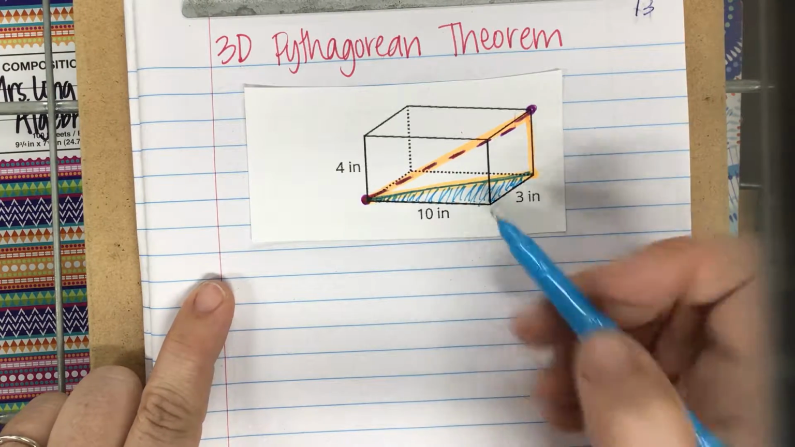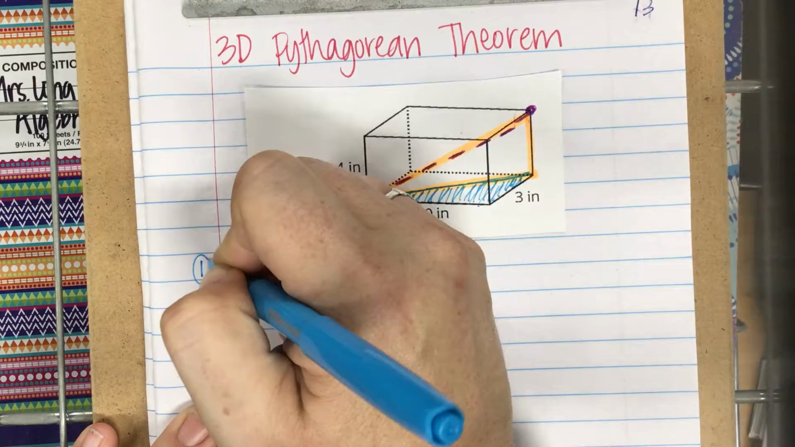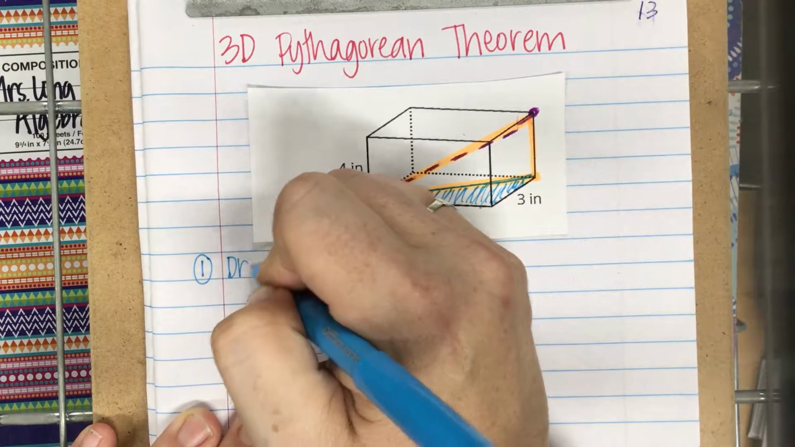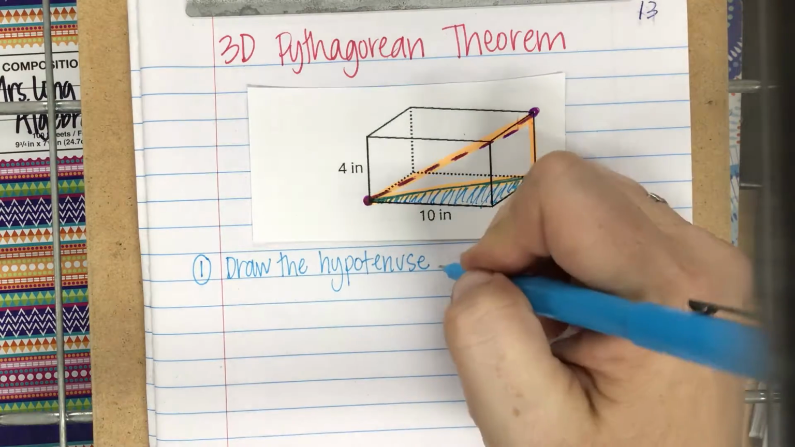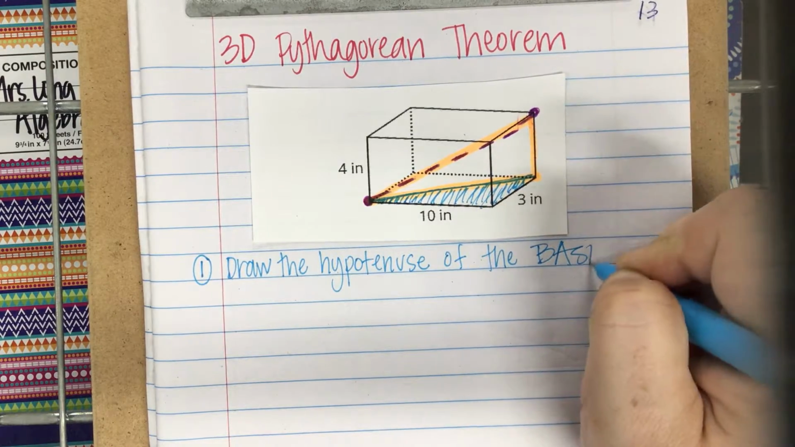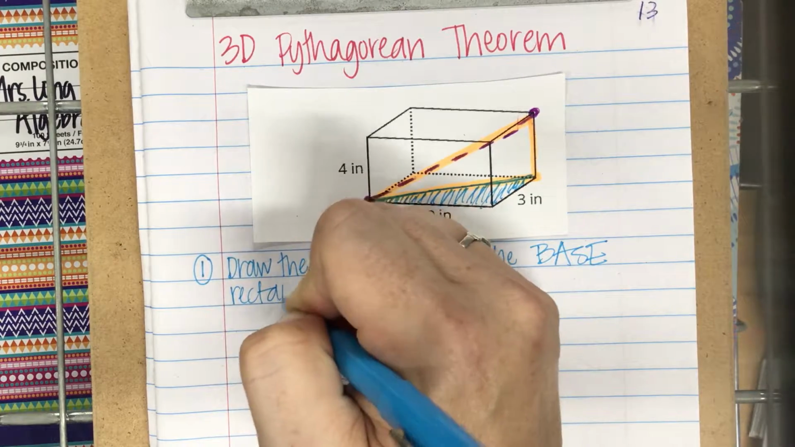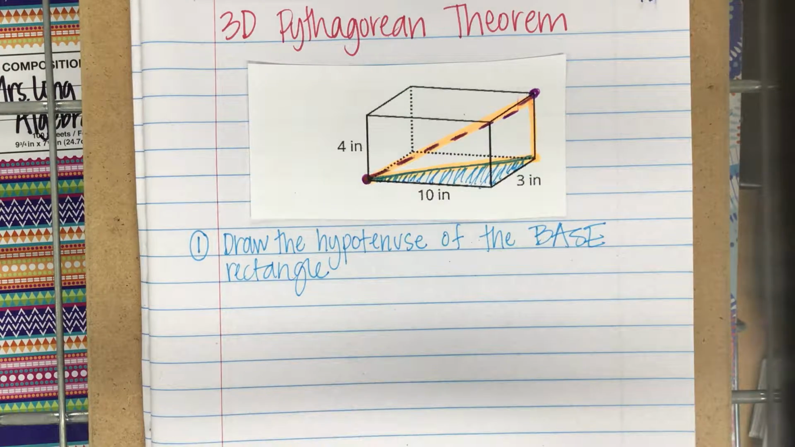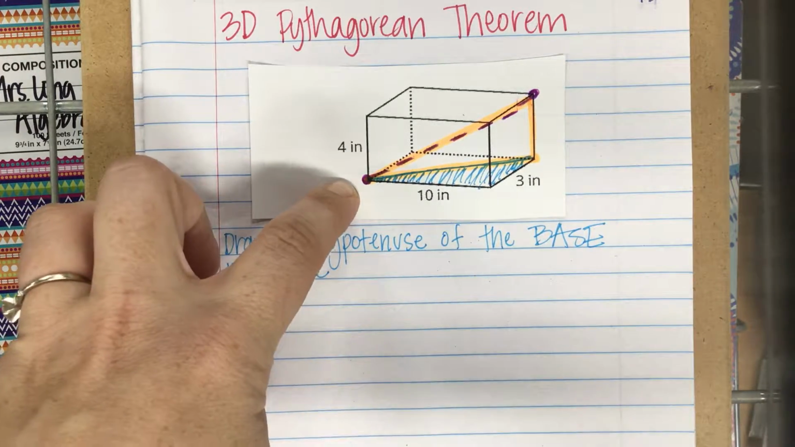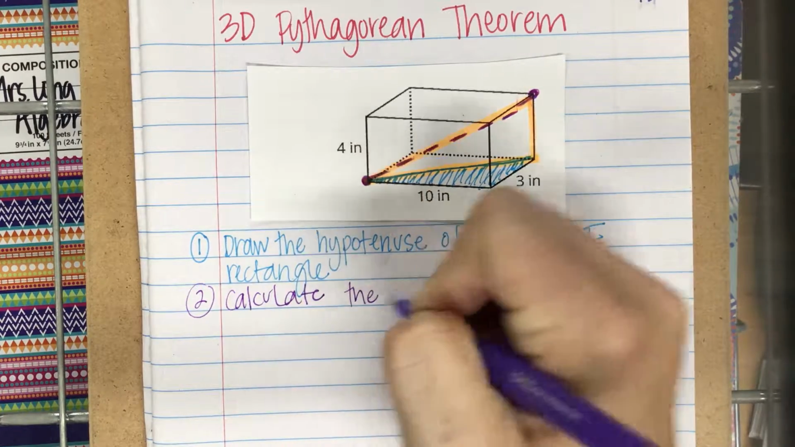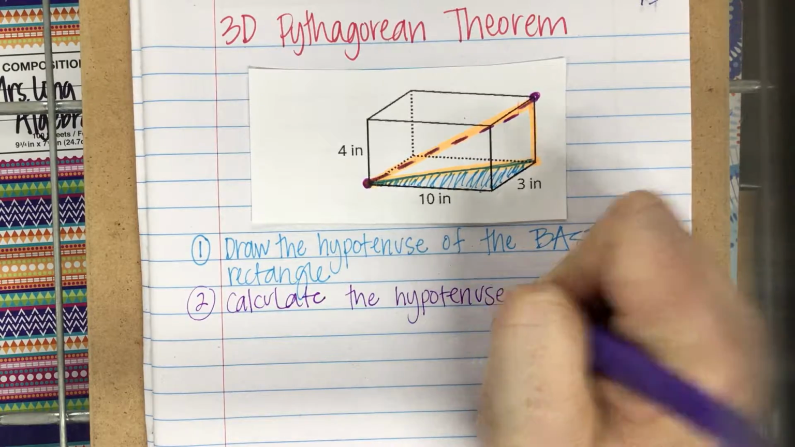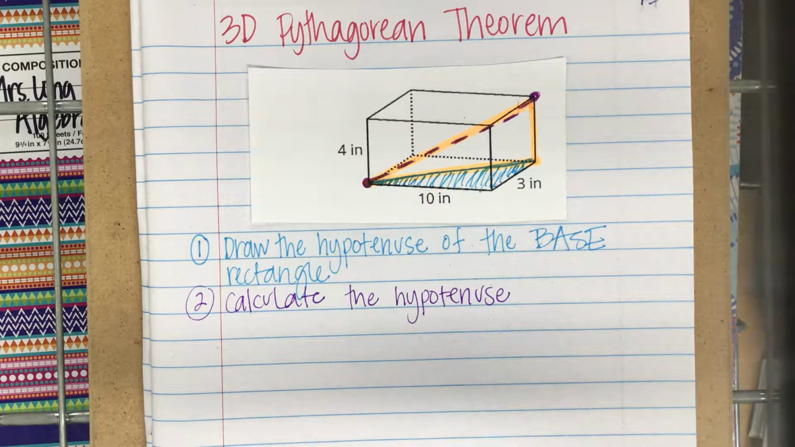So there are two methods to finding the length of the diagonal. The first thing we would do in method number 1 is we would draw the hypotenuse of the base rectangle. Right? My base of my rectangular prism, if I draw that hypotenuse. Then I'm going to calculate the hypotenuse. So I drew that base hypotenuse.